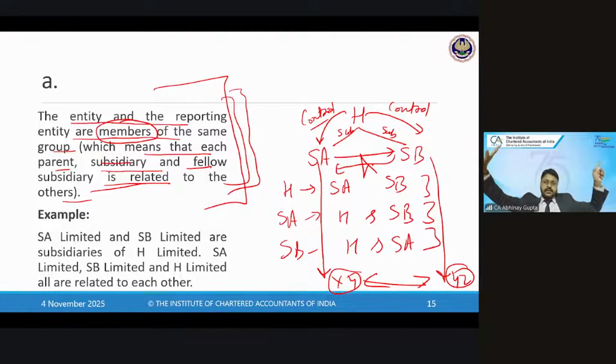That is done. Now, based on this clause, which says that subsidiaries within the same group are related to each other, SA and SB are related to each other. Then the standard says fellow subsidiaries within the same group are also related to each other. Then XY is related to all. XZ is also related, because XY and XZ are fellow subsidiaries within the same group. Correct?